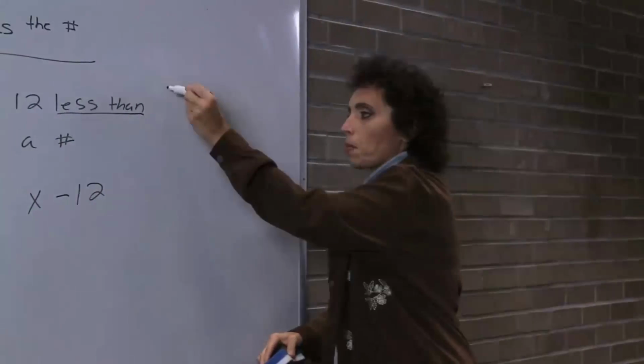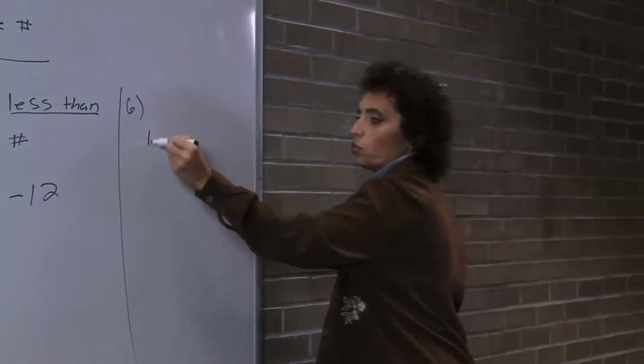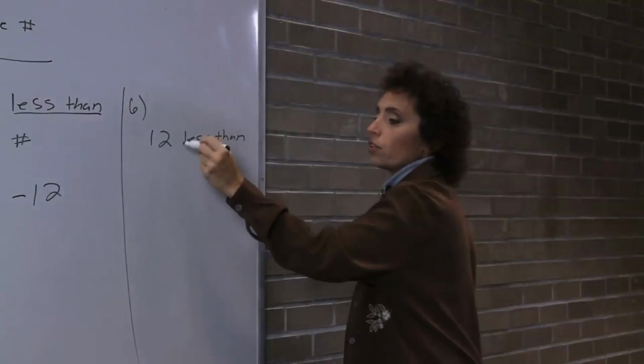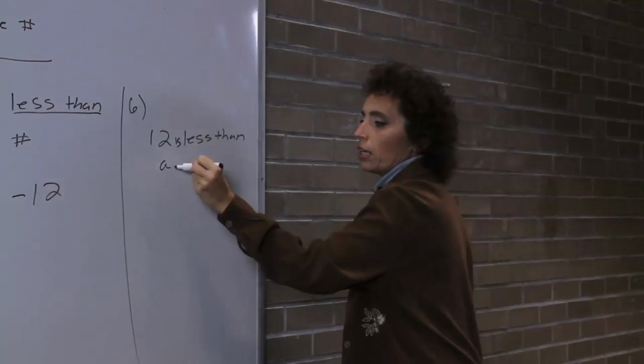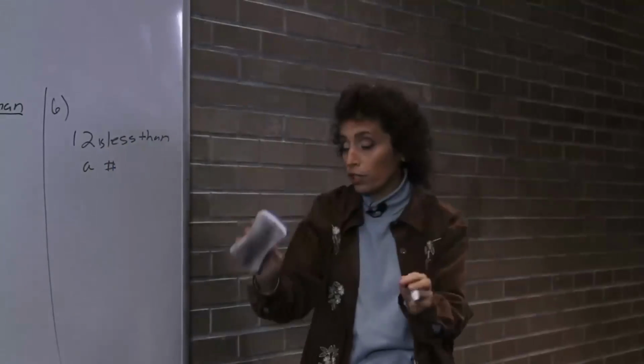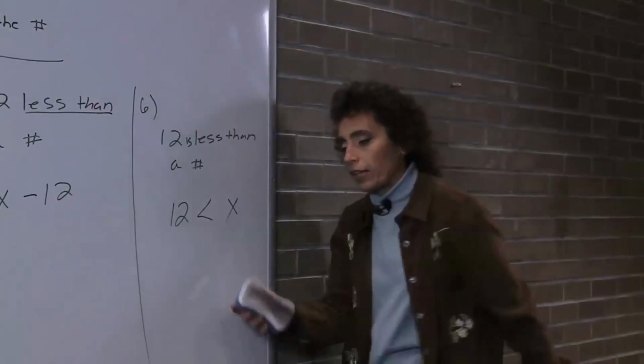Okay. Last but not least, number 6, 12 is less than a number. There's your "is." It should be bigger than that because it's so important. But 12 is less than a number. And that's how that looks.